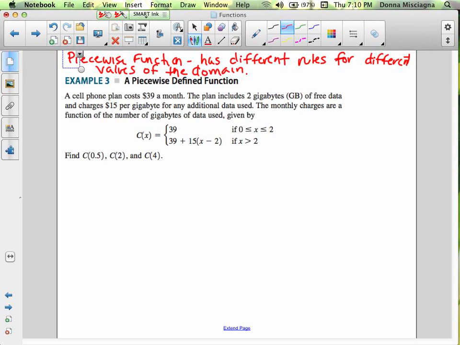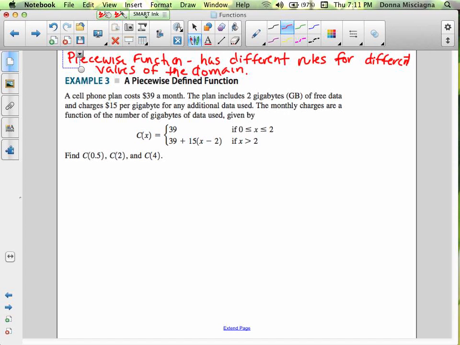Right? So if the value of x is between 0 and 2, including 0 and 2, the rule we're going to use is 39. If x is greater than 2, the rule we're going to use is 39 plus 15 times x minus 2. All right, so let's take a look at what that piecewise function is referring to.